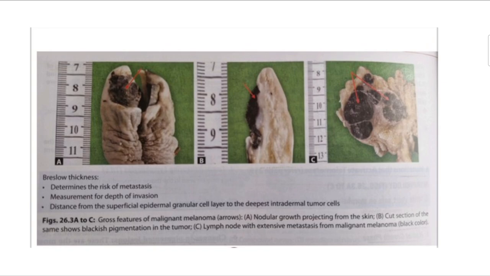It can be black, brown, blue, red, white. White as in the areas of regression. Size is usually more than 6 mm in diameter, and may continue to enlarge over time. Surface may be raised, nodular, ulcerated, with bleeding and crusting in advanced lesions. Consistency: it is firm on palpation. Depth: in advanced melanoma, the tumor extends into the dermis and subcutaneous tissue.